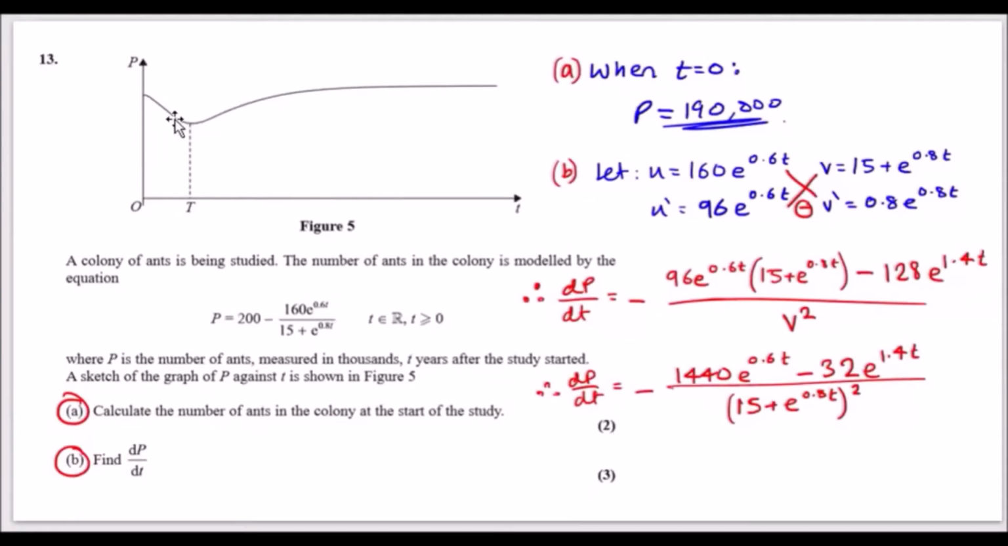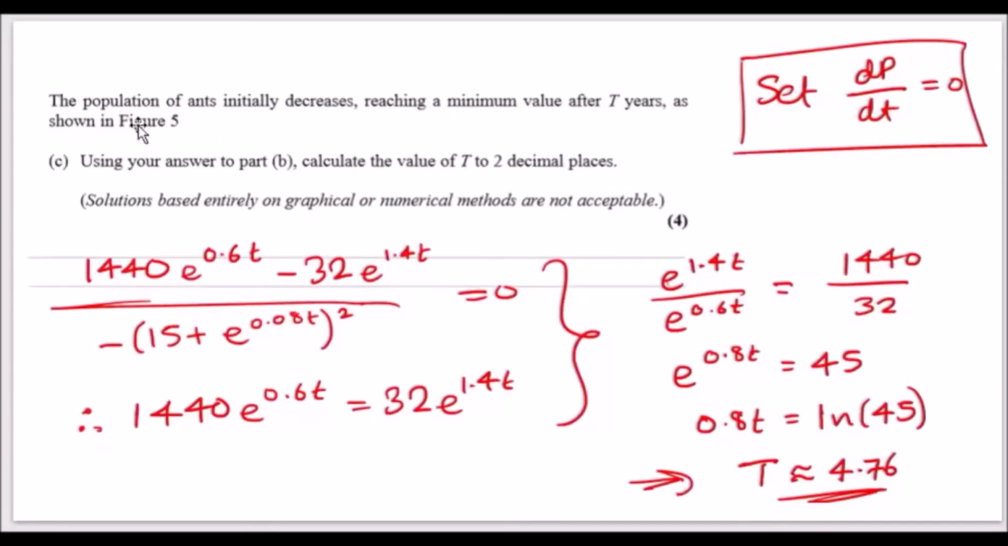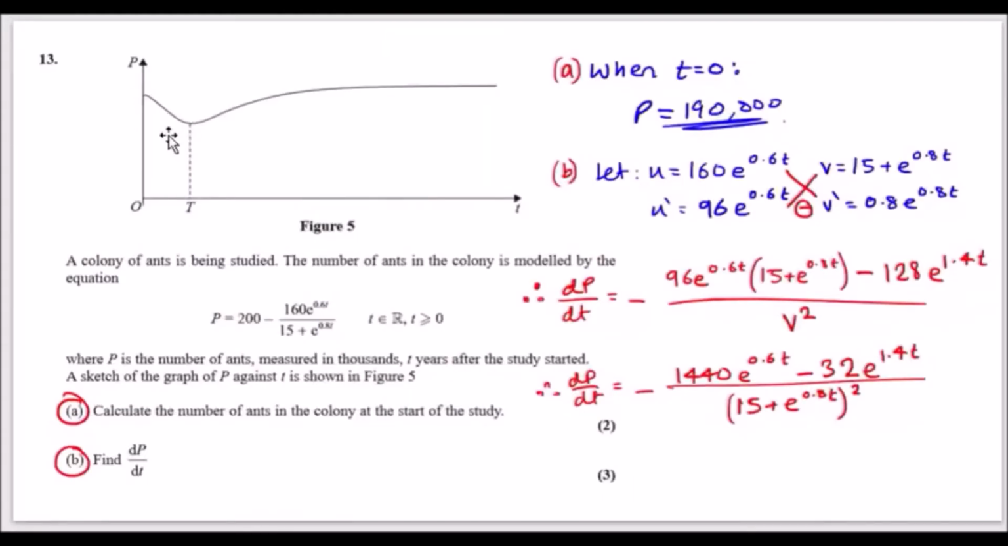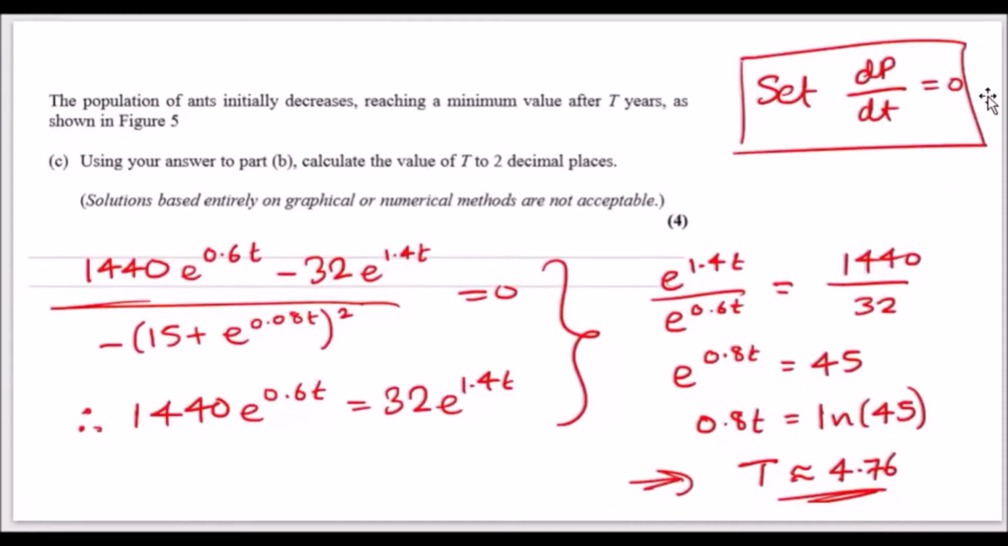You can kind of guess that they probably want you to find the derivative. So, using the answer to part P, calculate the value of t to 2 decimal places. Now, we have to set dp/dt to 0, because when you're differentiating, you're finding the rate of change. So this is when the gradient is flat. At some point, the gradient is completely straight, so it's 0. That's why we use this formula.